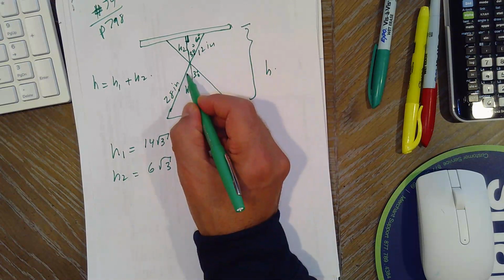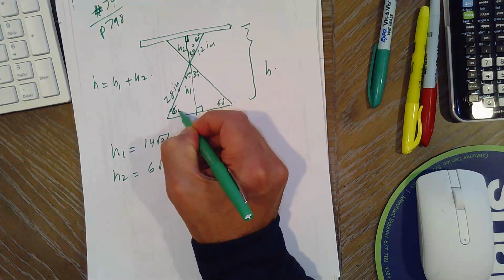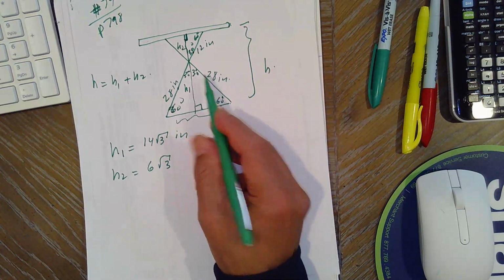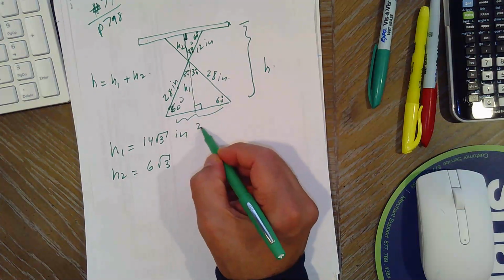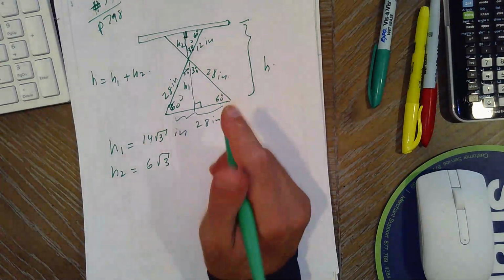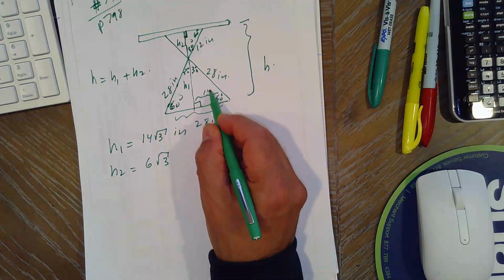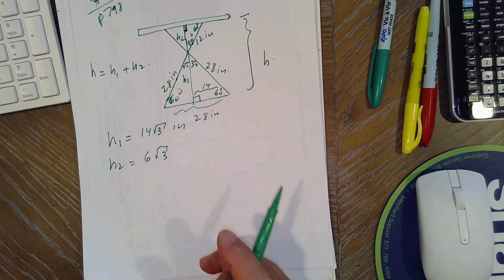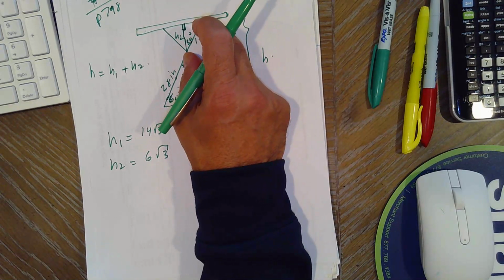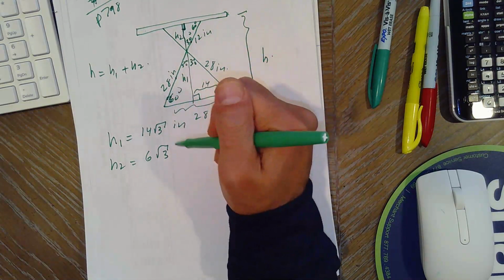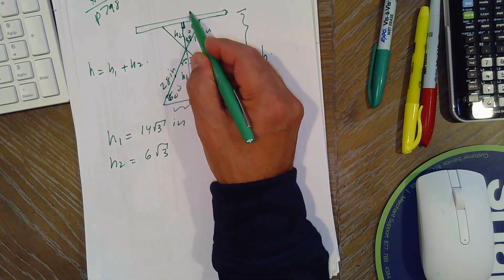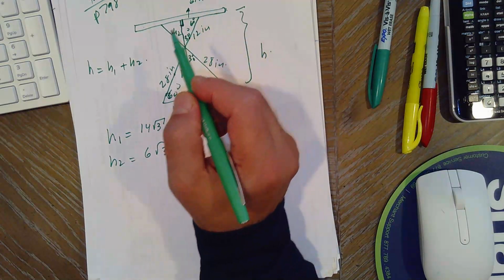And this is 60, this is 60, this is 60. So this is an isosceles triangle, so this must be 28 inches. This is an equilateral triangle actually, 60, 60, and this must be 28 inches. So basically 28, half of it is 14. So that's what the 14 comes from. Same over here, this is 12 inches. So it's 6√3 because that would be a 6. That would be 6 inches.